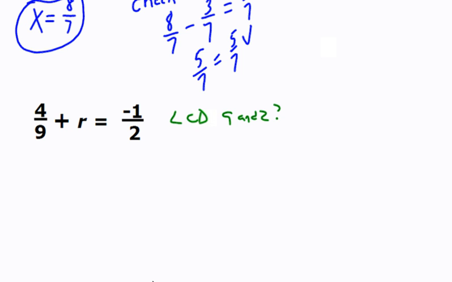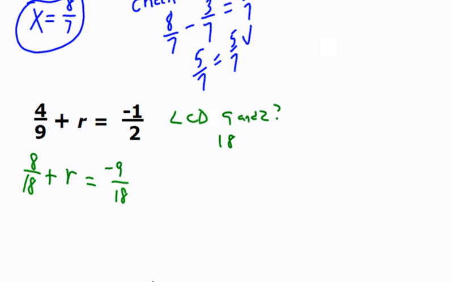Before I do any transformations, I'm going to change 4/9 to what? 8/18 plus r, and I'll change -1/2 to -9/18. And I strongly recommend keeping the negative in the numerator.